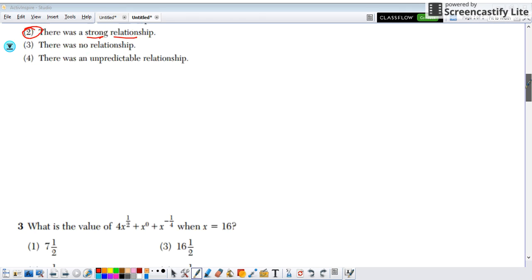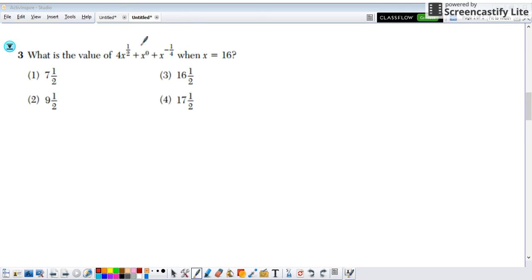Now, in example 3, they're asking us to simplify the following. What is the value of 4x to the 1/2 plus x to the 0 plus x to the negative 1/4 when x is 16? So what we're going to do is we're going to substitute. So we have 4 times 16 to the 1/2 plus 16 to the 0 plus 16 to the negative 1/4.